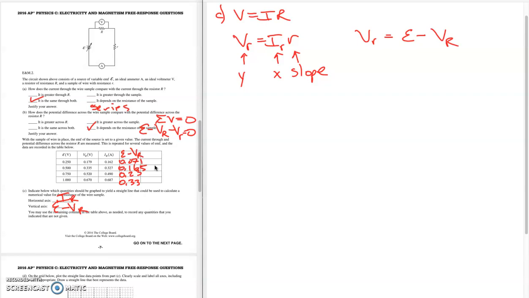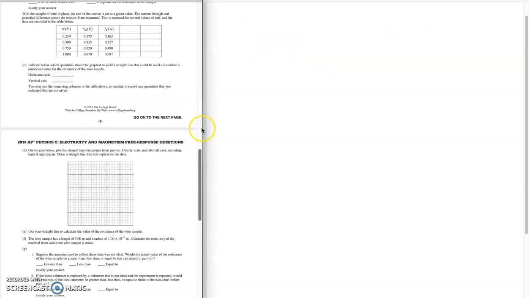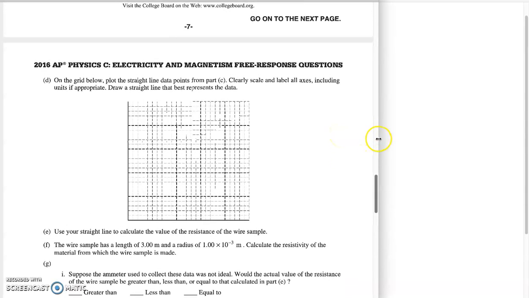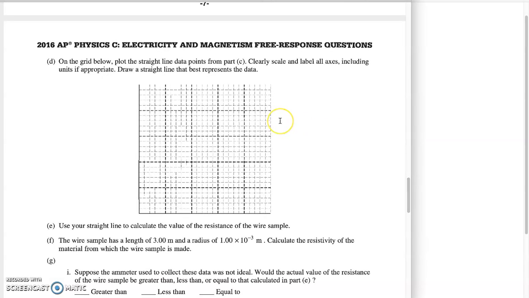Now I'm going to pause and clear all this stuff out so that I can scroll down and take a look at the graph. All right, everything cleared out. Let's zoom in on the graph so that we can use the grid they have provided. We're going to have to set up our axes. Notice how in the directions they say clearly scale and label all axes including units. And we're going to plot the points, and then draw a straight line. They're telling us how they're going to award and distribute points on this part with all of those directions.